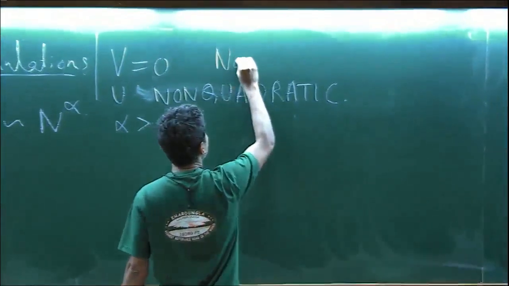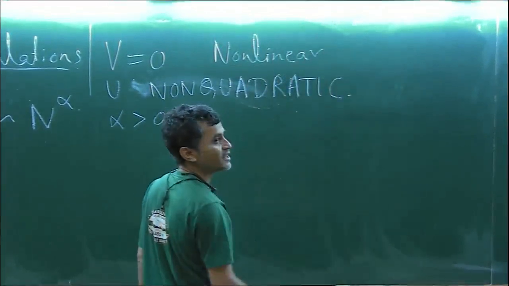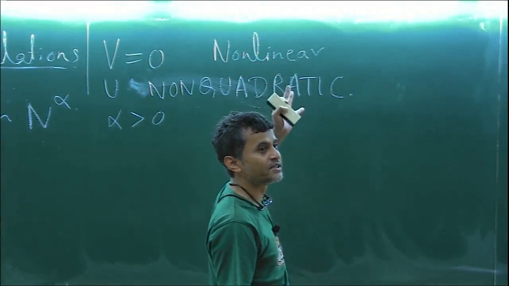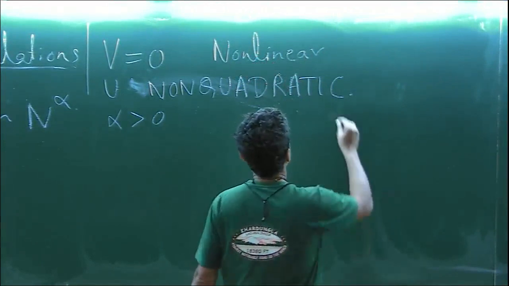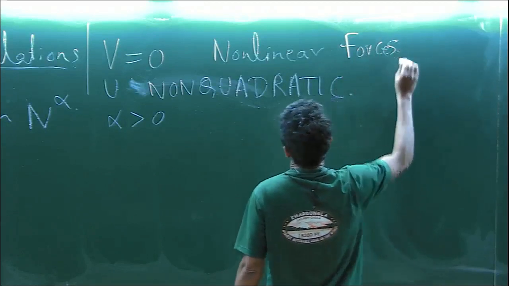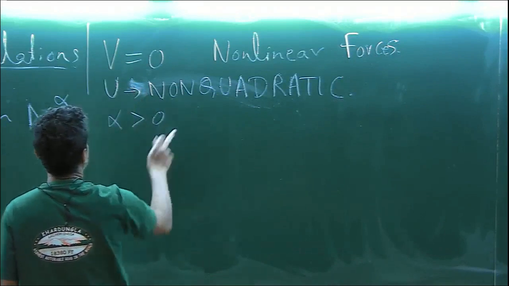Non-linear always means, in terms of equations of motion, that the equations of motion are linear when you have a quadratic potential. So when I say nonlinear, I really mean the forces are nonlinear. Okay, so U non-quadratic, then it's this.